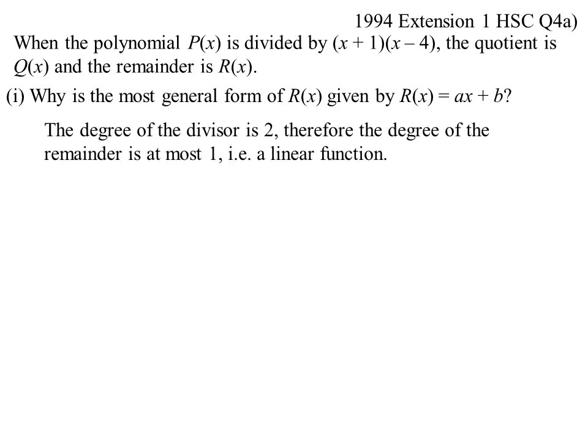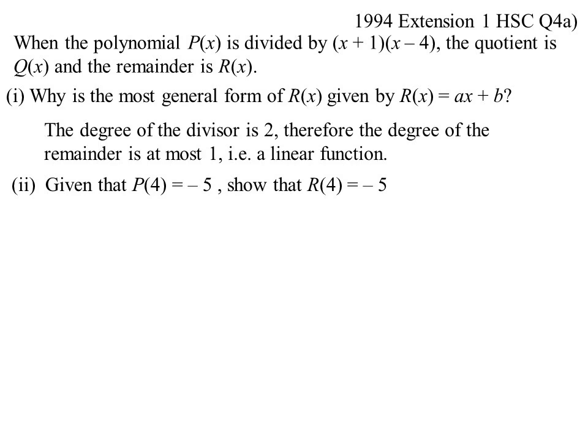I'm dividing by a quadratic, therefore the degree at the most could be 1. I mean, it might not be, it might be a constant. But it could be a linear function. So ax plus b would be an expression for the remainder. As I say, a might equal 0, but it's still in that form.